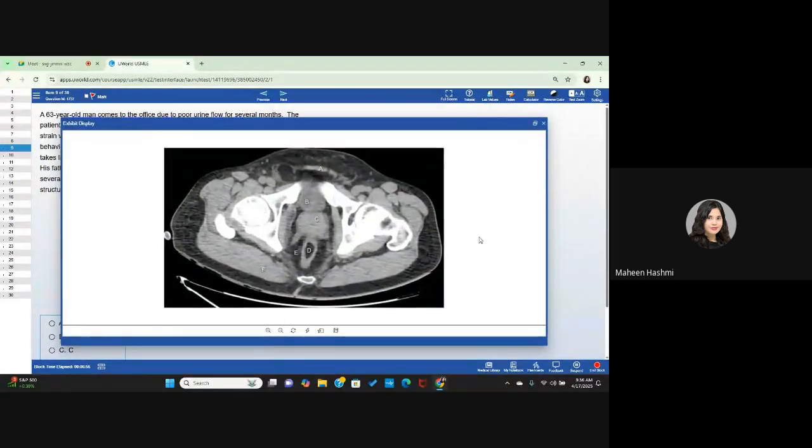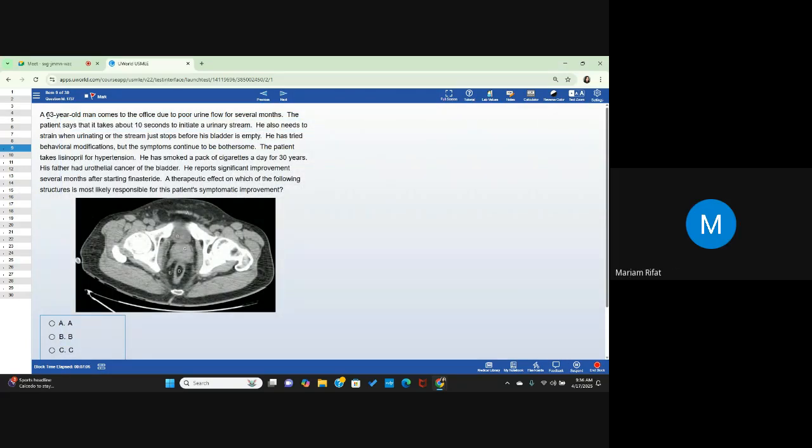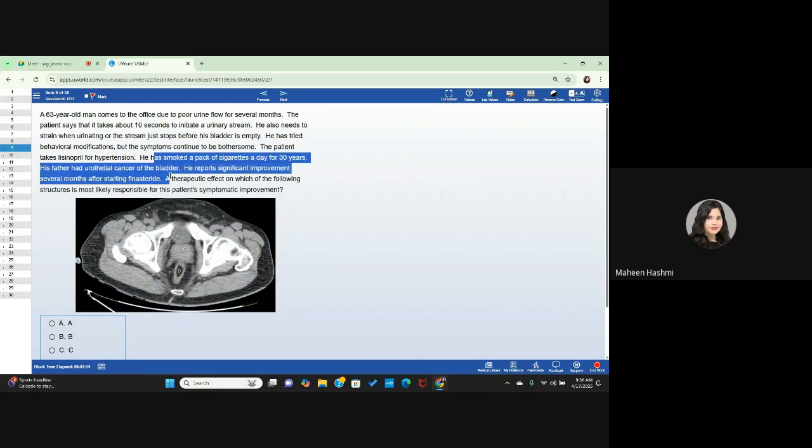What is this picture of? This is a cross section of the lower genital area, a CT scan of the pelvis. D is the inguinal canal, so C should be the prostate.